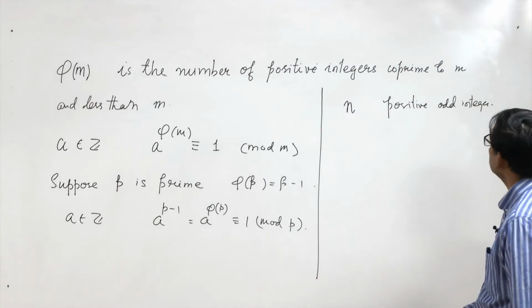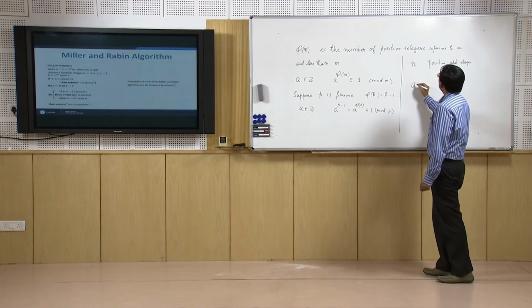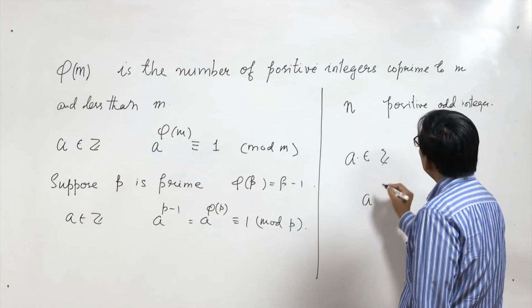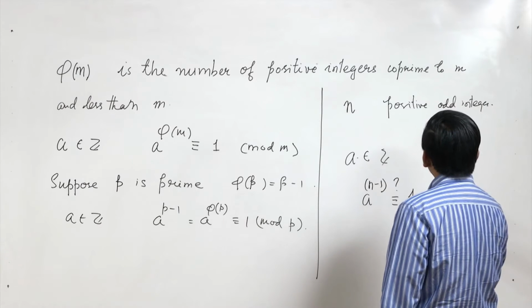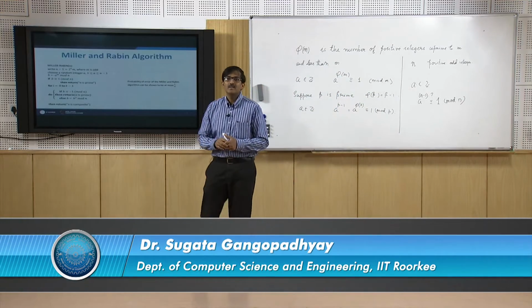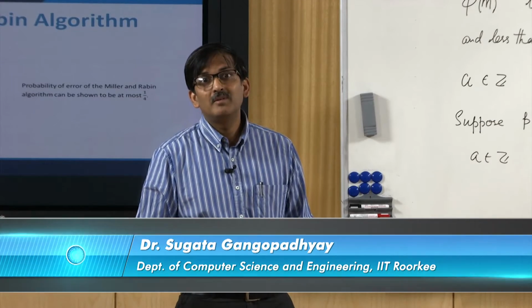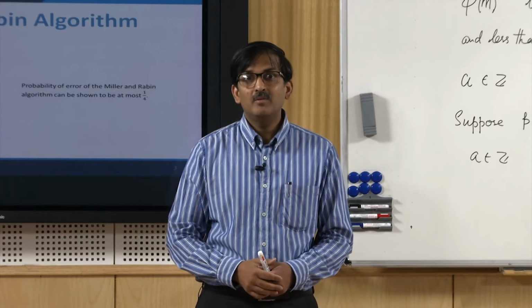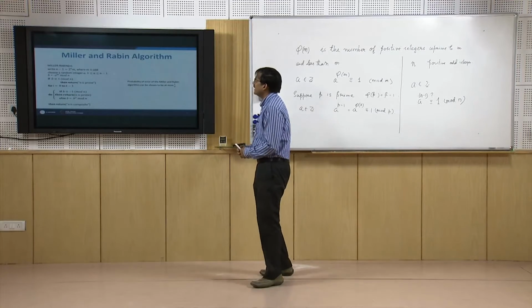And now, what we do is choose an a which is inside Z, and then take a raised to the power n minus 1 and ask whether this is equal to 1 mod n. Now, it may or may not be 1 mod n. If n is prime, of course, it is going to be 1 mod n, but otherwise also it may be 1 mod n. What we do in this algorithm, if it is 1 mod n, we say that it is prime, but if it is not 1 mod n, we know for definite that n is not prime, and this is the strategy. And now let us look at the slide.